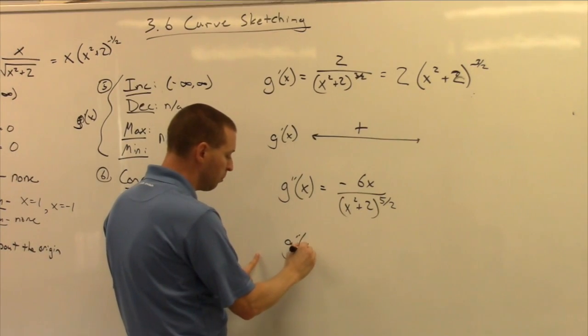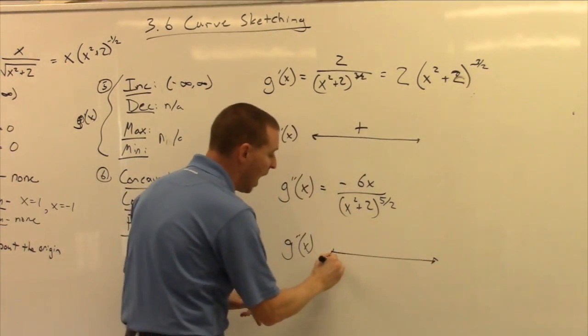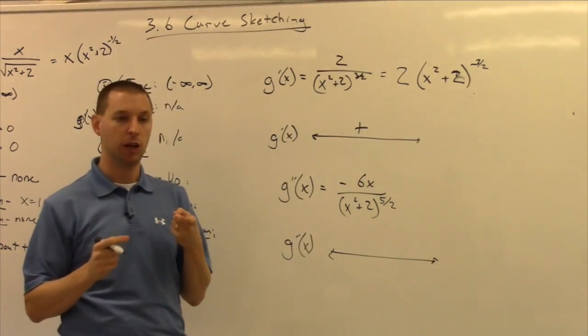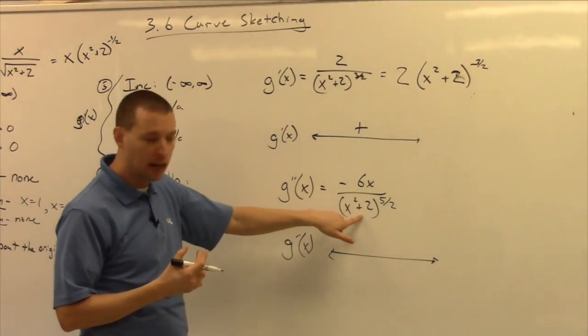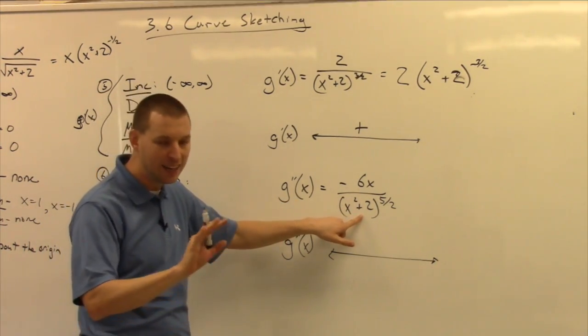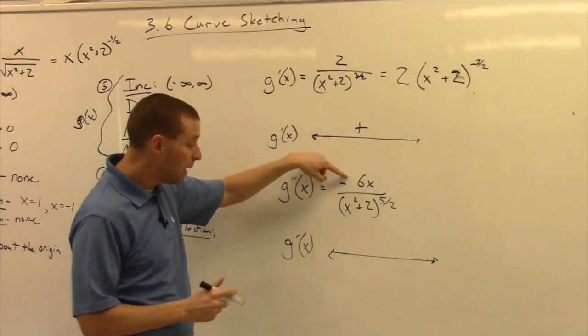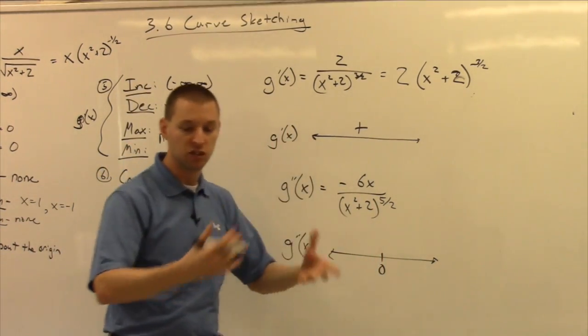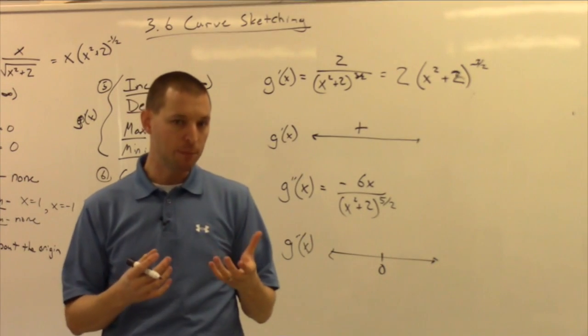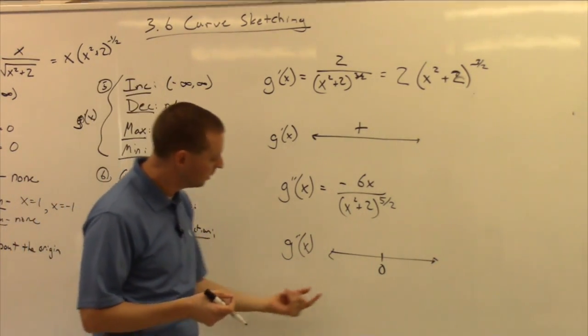When I'm looking at g prime of x in this particular instance, I do in fact have a critical number here for the second derivative. It's not on the bottom. That's always defined. That never equals 0. On the top, however, the value that I get is 0. So something may happen at 0 here. We're going to check out to see what it is.